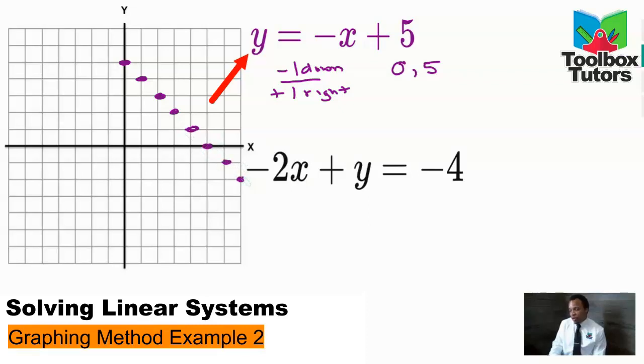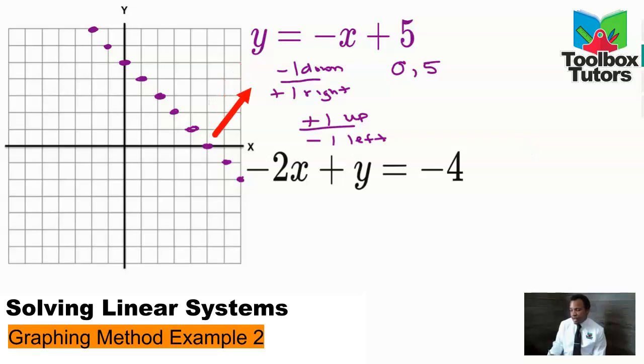Since we can't go 1 down and 1 right anymore, what we can do is flip the slope. Instead of going 1 down and 1 right, we change this -1 to a +1 on top, and this +1 on the bottom to a -1. The +1 tells us to go up, and the -1 tells us to go to the left. So we go back to our y-intercept, and we go up 1, left 1, up 1, left 1. And this is y equals -x plus 5 graphed on the coordinate plane.